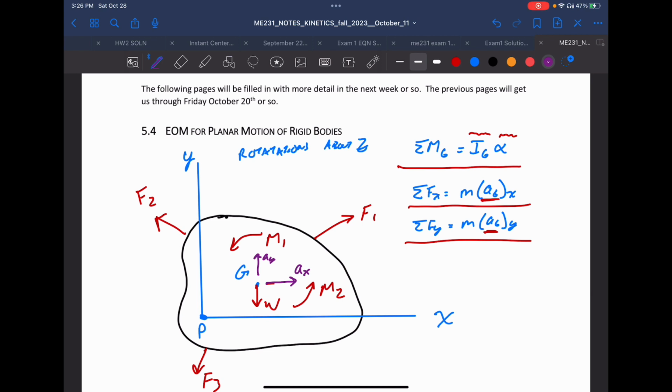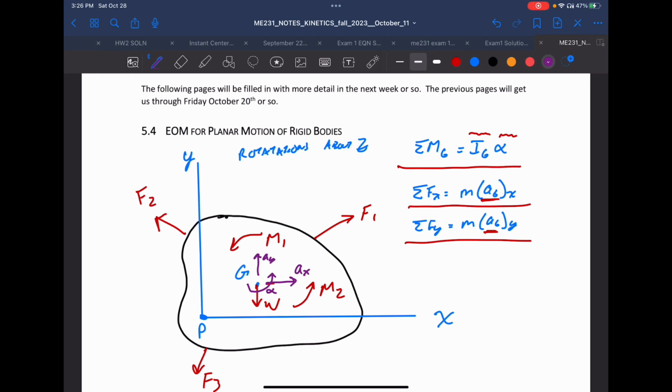And then the summation of moments would also be in that location. So I'm going to draw it positive by the right-hand rule, and that means that my alpha term is also going to be about G. So that's what we end up with in terms of the general equation of motion.